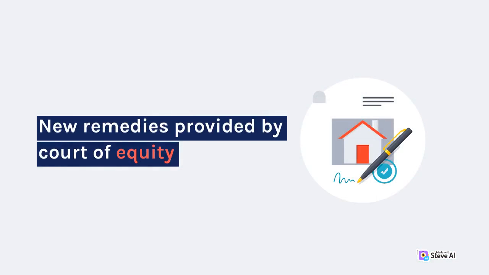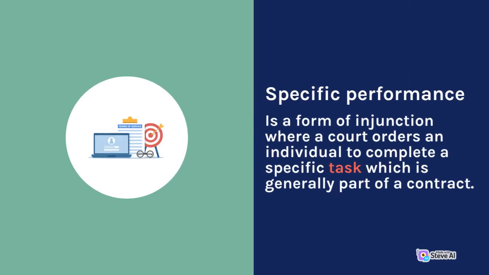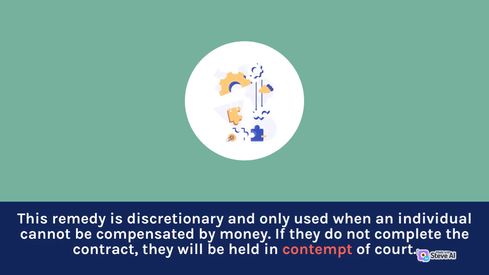New remedies provided by the court of equity. Specific performance is a form of injunction where a court orders an individual to complete a specific task, which is generally part of a contract. This remedy is discretionary and only used when an individual cannot be compensated by money. If they do not complete the contract, they will be held in contempt of court.